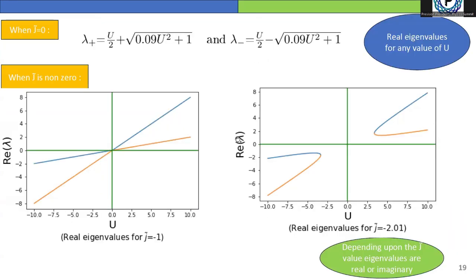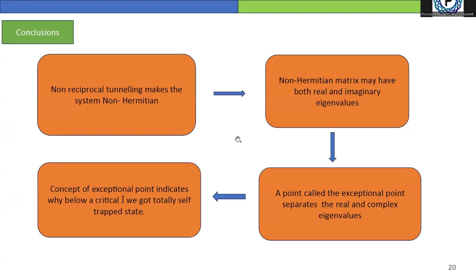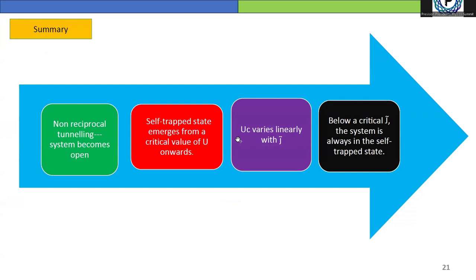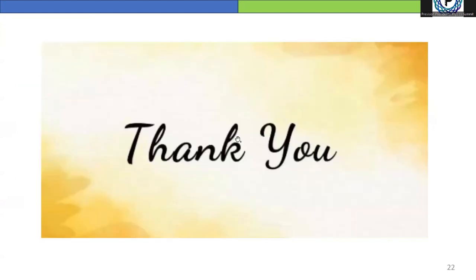So from this we can conclude that non-reciprocal tunneling makes the system non-Hermitian. A non-Hermitian matrix may have both real and imaginary eigenvalues. There will be an exceptional point that separates real and complex eigenvalues, and the concept of the exceptional point indicates why below a critical J tilde we got a totally self-trapped state. So here is a summary: non-reciprocal tunneling is making our system an open system. Self-trapped state. Thank you.